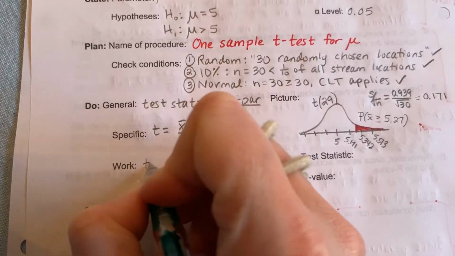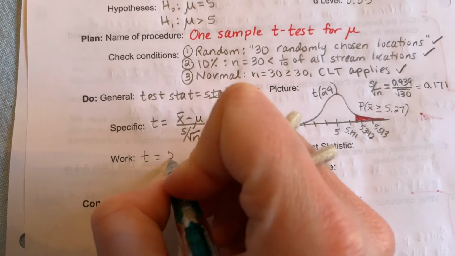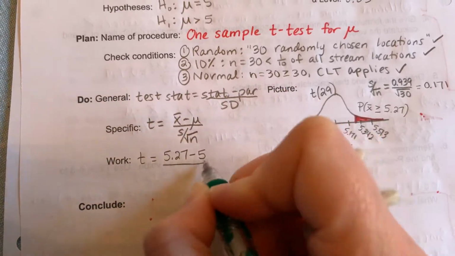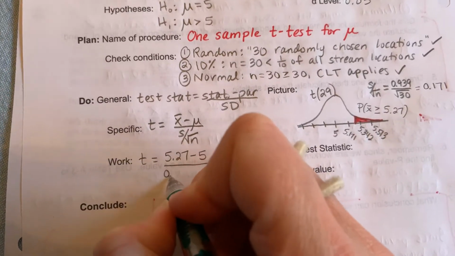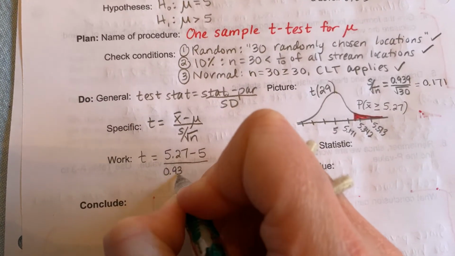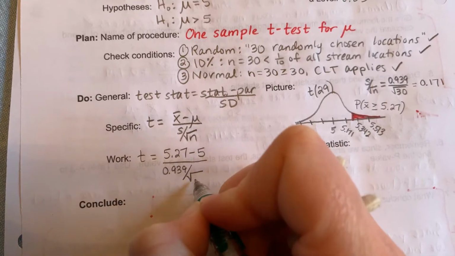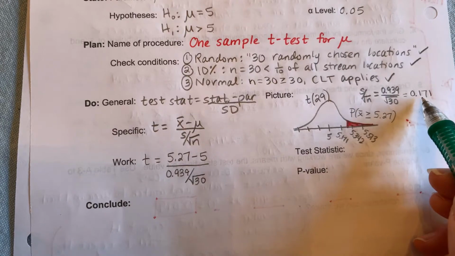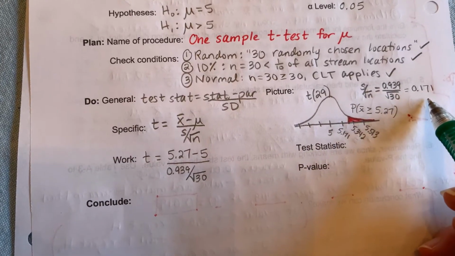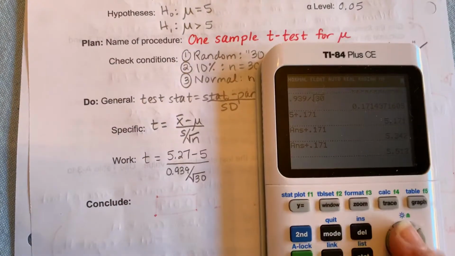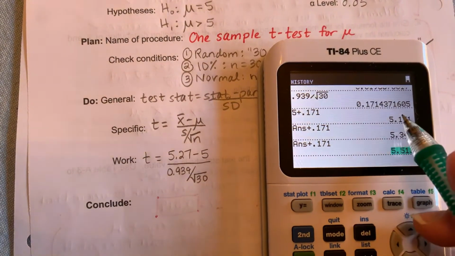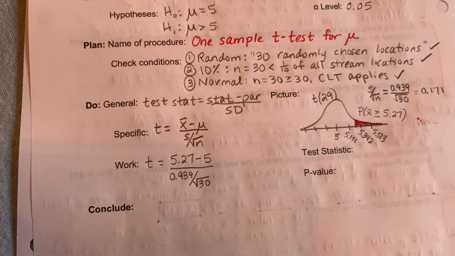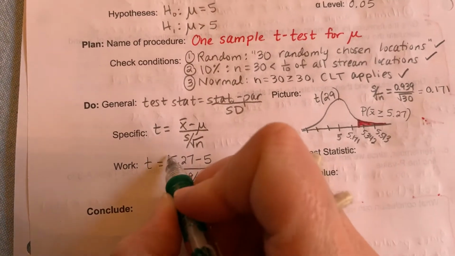So let's plug in. I have X bar is 5.27. The mean is 5 from my hypothesis. The sample standard deviation is 0.939 divided by the square root of 30. Now, I already know that this value is 0.171, but if you remember, there were other digits after that, right? So I'd be rounding if I just put 0.171. I don't want to round, so I'm going to retype that whole thing into my calculator.